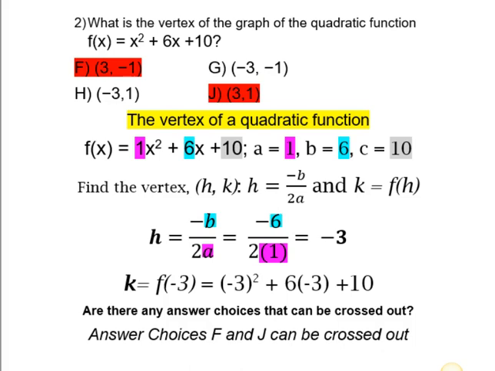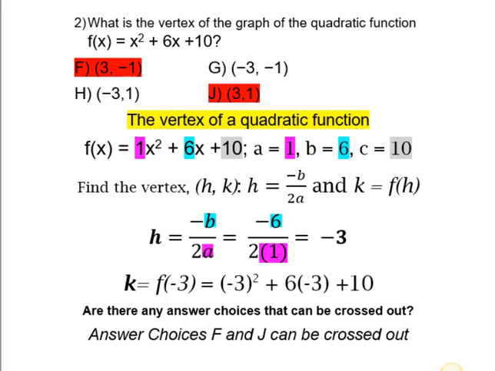If you said yes, you are correct. We can cross out F and J. Why? Because the 3 is positive and our h, based on our problem, is negative 3. Okay, now that we know what our h is, we can substitute in our value to find our k.